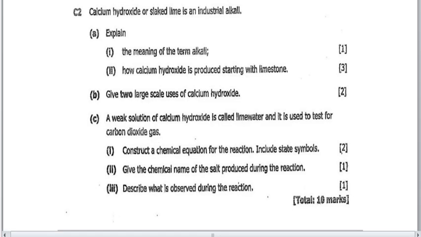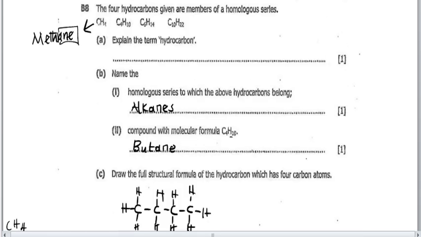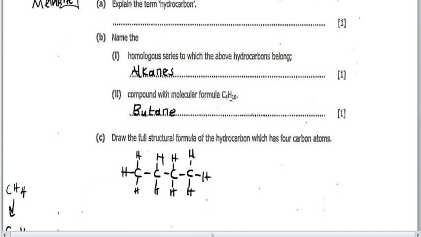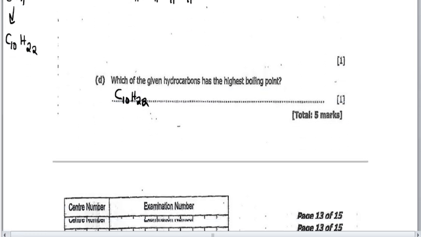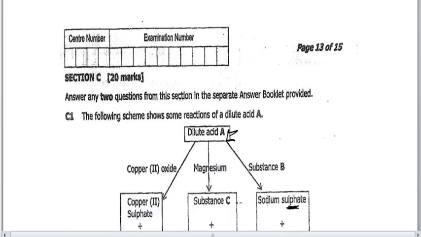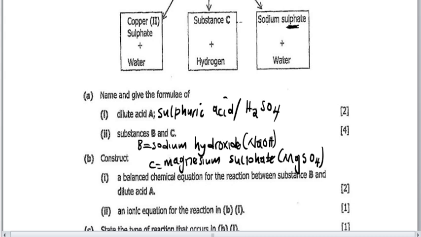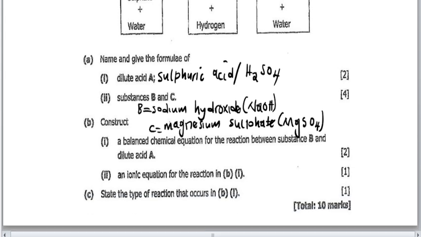Then just go back to where the questions are. All right, construct a balanced chemical equation for the reaction between substance B and dilute acid A. So substance B, we said it's sodium hydroxide, then the acid is sulfuric acid. So the reaction between sulfuric acid and sodium hydroxide, that is a simple one.